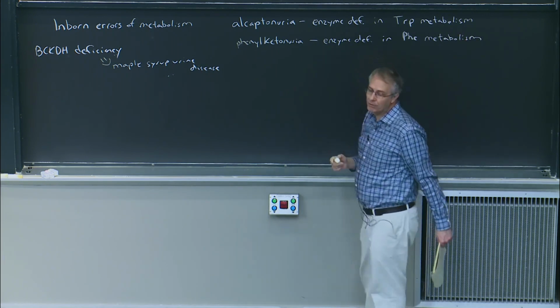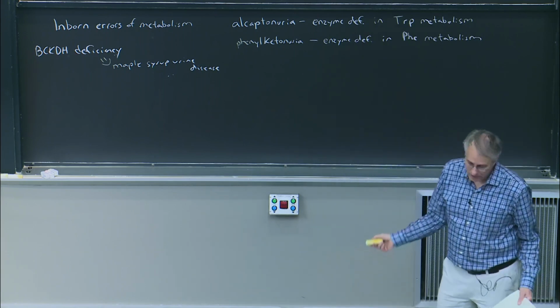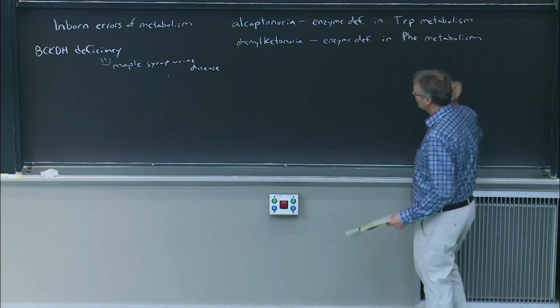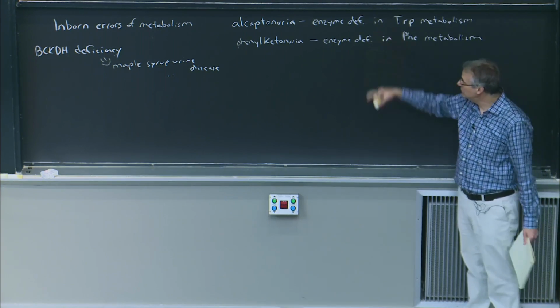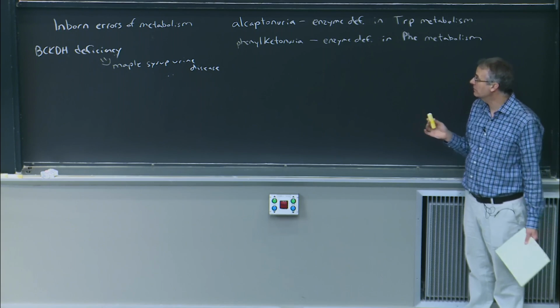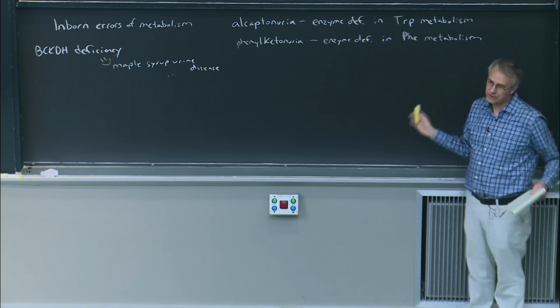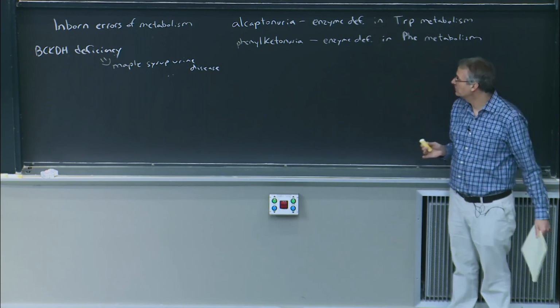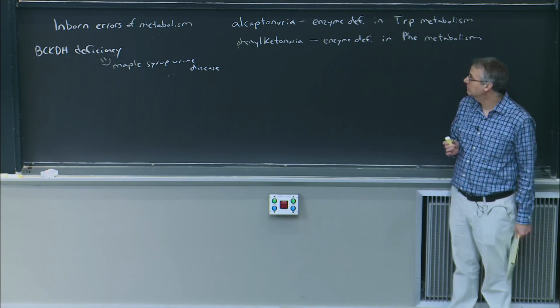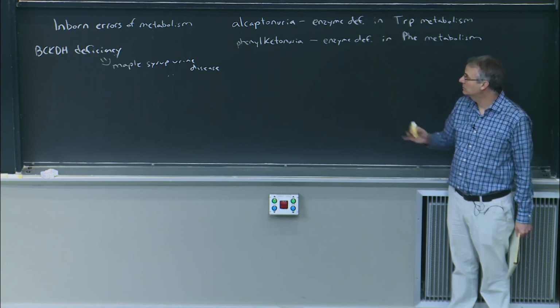Okay, branched chain amino acids are very common, all right? But tryptophan, phenylalanine, 2 of the more rare amino acids. It turns out these are 2 of the amino acid breakdown deficiencies that have less severe phenotypes, and so there's somewhat more people walking around with those conditions.